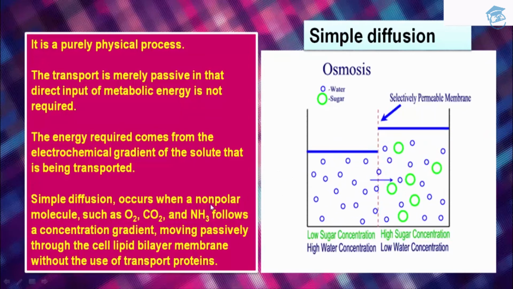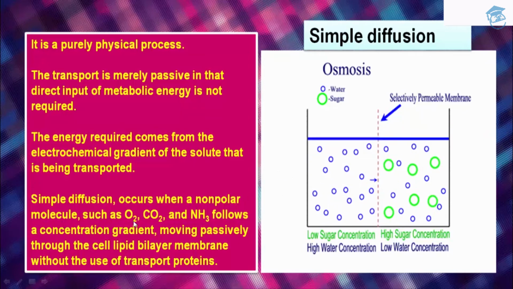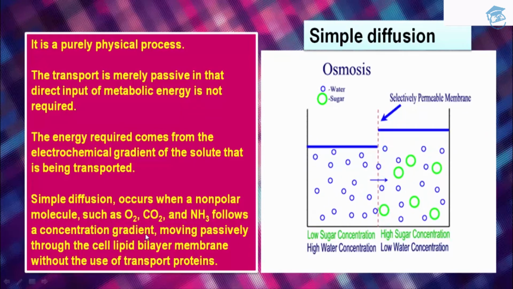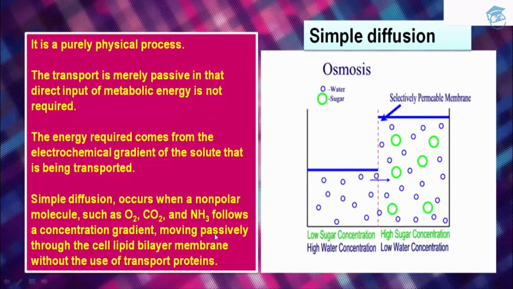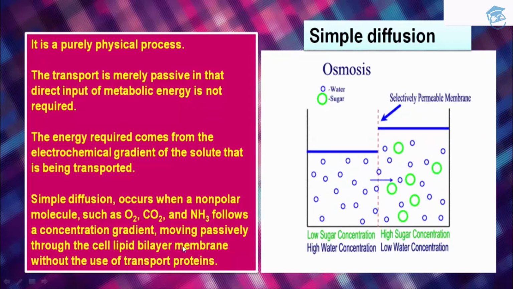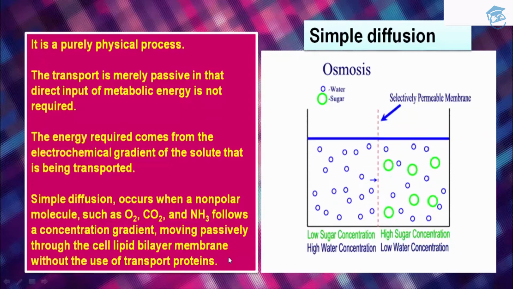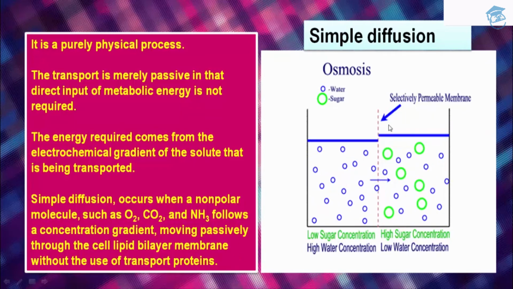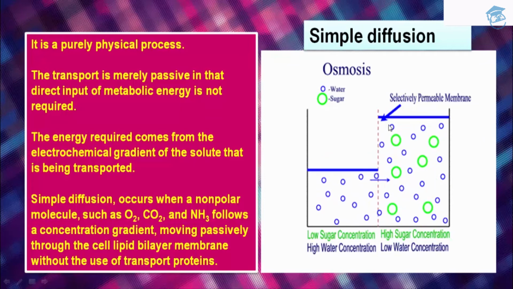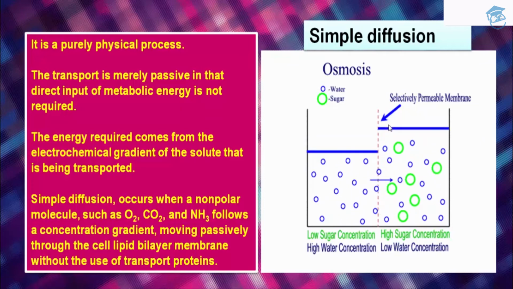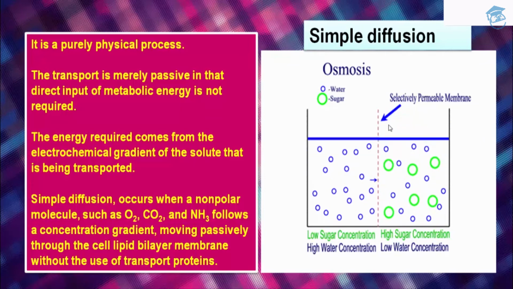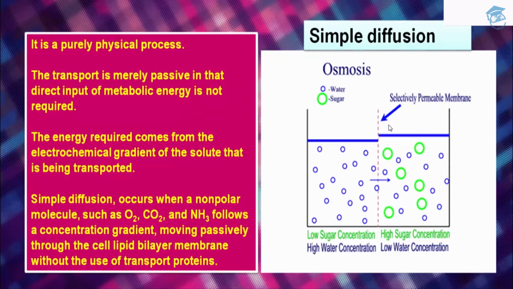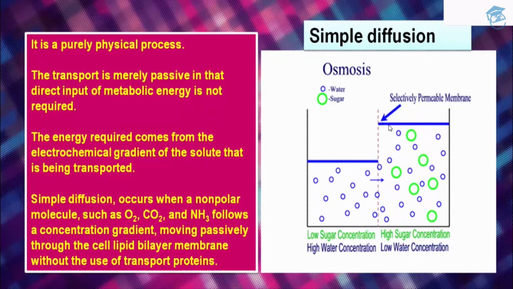Simple diffusion occurs when a non-polar molecule such as oxygen, carbon dioxide and ammonia follows a concentration gradient and moves passively through the cell lipid bilayer membrane without the use of transport protein. Can you see a transport protein which is facilitating the diffusion process? No. So it does not require the use of transport protein, and simple diffusion occurs down the concentration gradient.